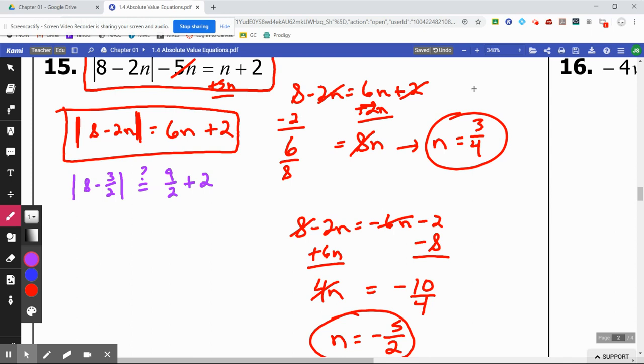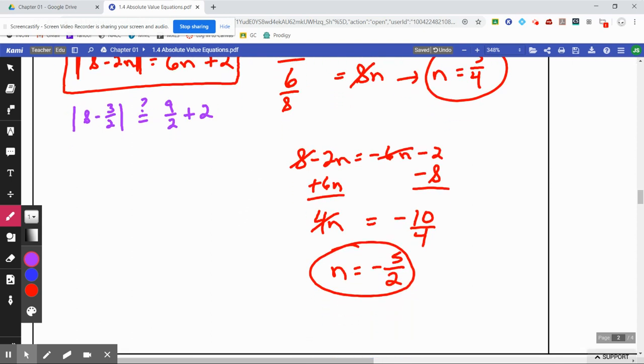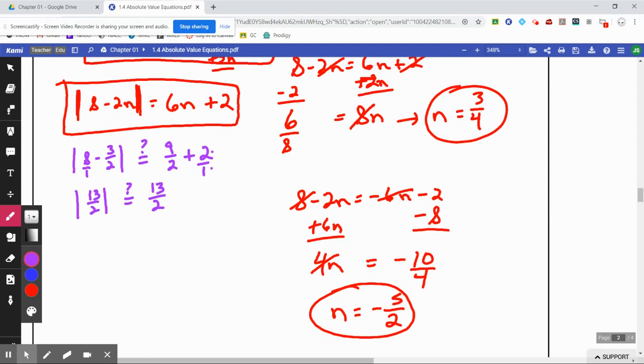6 times 3/4 was 9/2 plus 2. Now checking that common denominator, this would be 8 over 1, which is 16 over 2, minus 3 over 2 is 13 over 2. 2 over 1, we need a common denominator. That would be multiply top and bottom by 2 would be 4 over 2, so that would be 13 over 2. And the absolute value of 13 over 2 does equal 13 over 2, so that one checks out. Now let's try the other one.